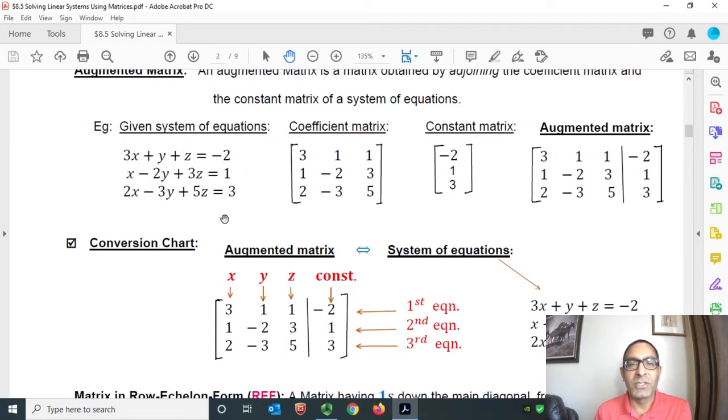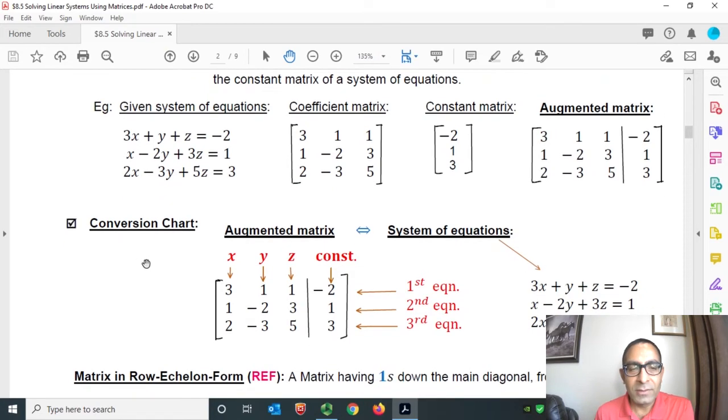I hope it makes sense to you all. Next, the conversion chart. In this previous example, we formed the augmented matrix from the system of equations. Now, if the augmented matrix is given to us, then we can rewrite this augmented matrix in terms of the system of equations in this way.